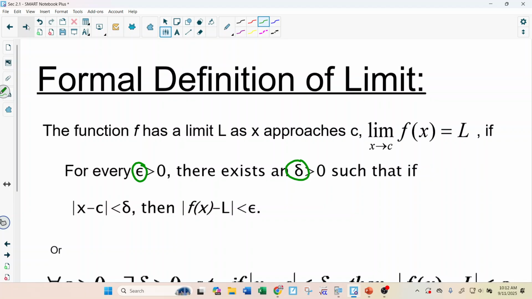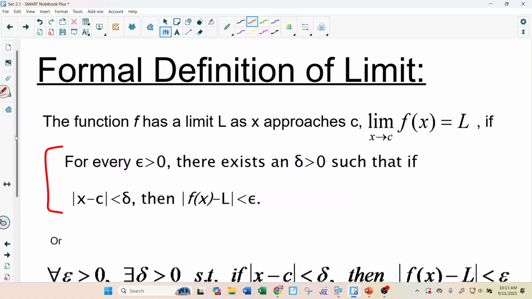Okay? Now, before we break down this definition, I want to show you another definition. We're going to just do some crazy math stuff here, so let's just have some fun with this. I'm going to take this part right here, and I'm going to rewrite that down here.